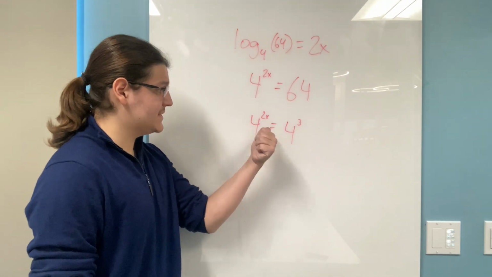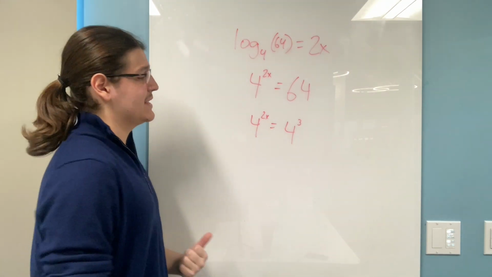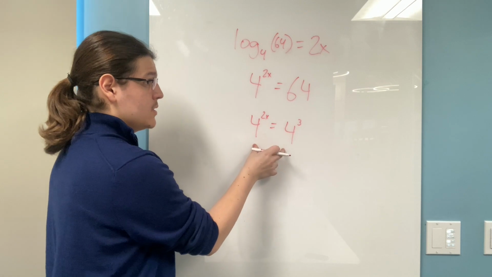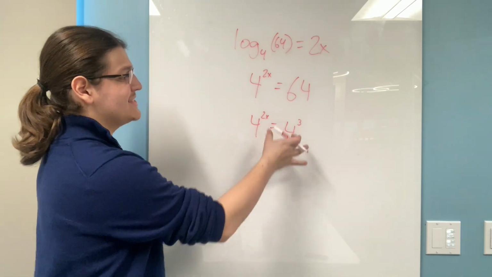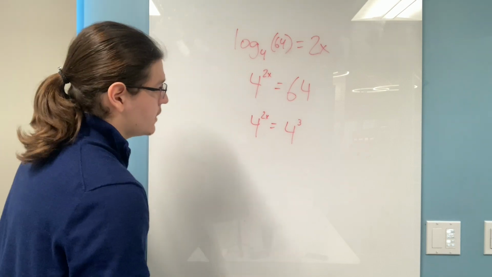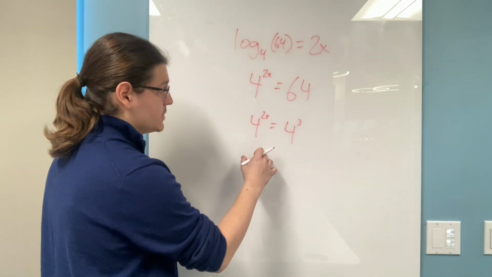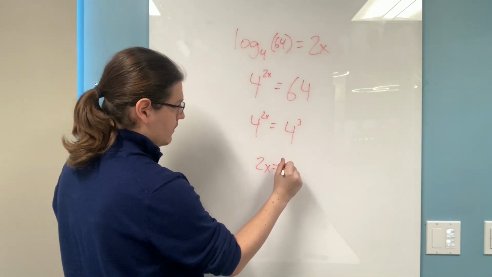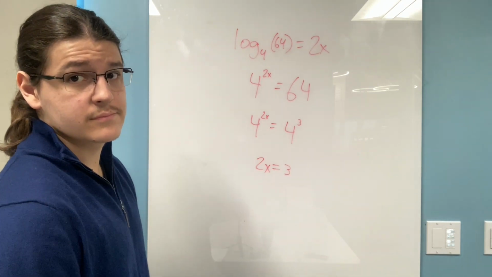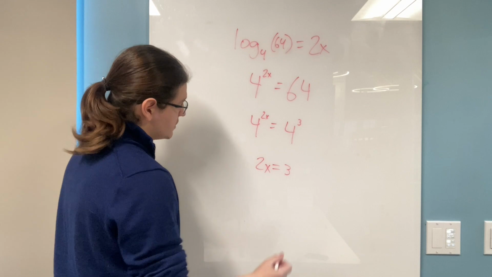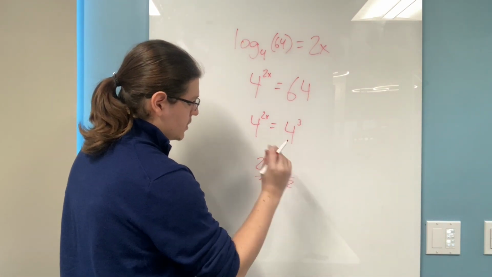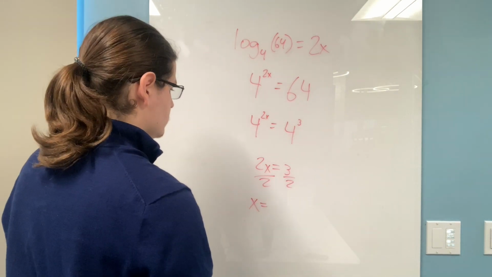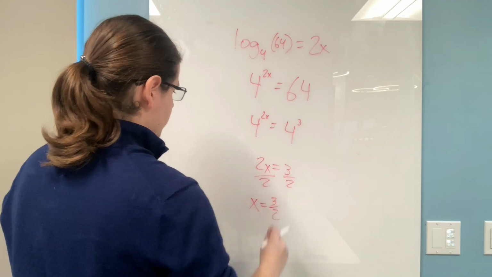Now, this equal sign right here says these two things are the same. These two bases are the same. And if they want to be the same, that means these two exponents have to be the same. So since we're just focusing on the exponents now, we can just look at it like this. 2x is equal to 3. And now, simple one-step equation, divide by 2, divide by 2. So we can say with confidence that x is equal to 3 over 2.